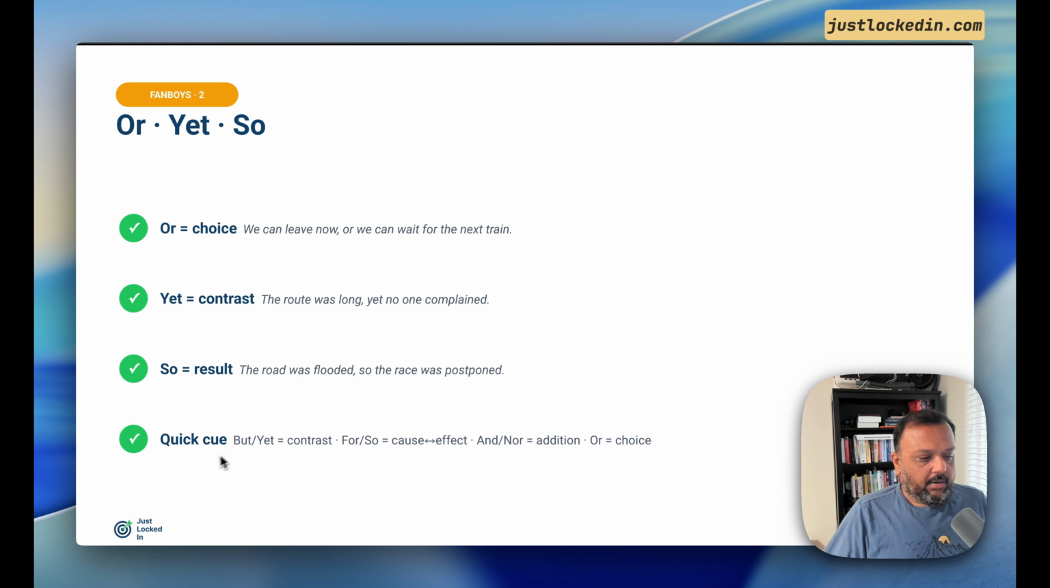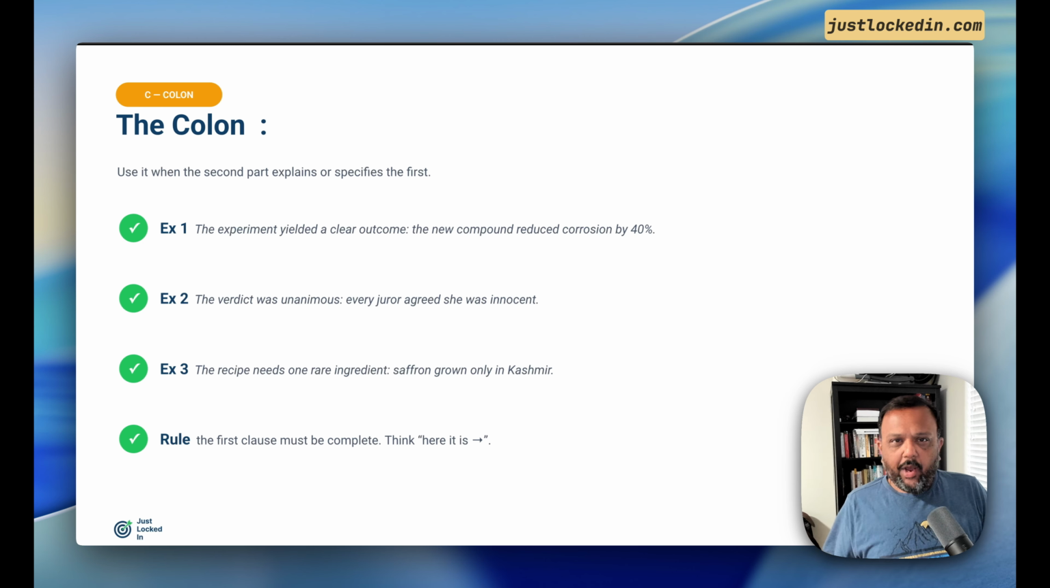Okay, so quick use: but and yet, contrast; for and so is cause and effect; and nor, addition, positives, negatives; or is a choice. Okay, so this is the use of a FANBOYS. These are FANBOYS conjunctions at work. So just to recap, the way you use it is after the first independent clause, put a comma and then the FANBOYS conjunction, then no punctuation, the second independent clause. All right. So now let's look at C and Y in SPACY.